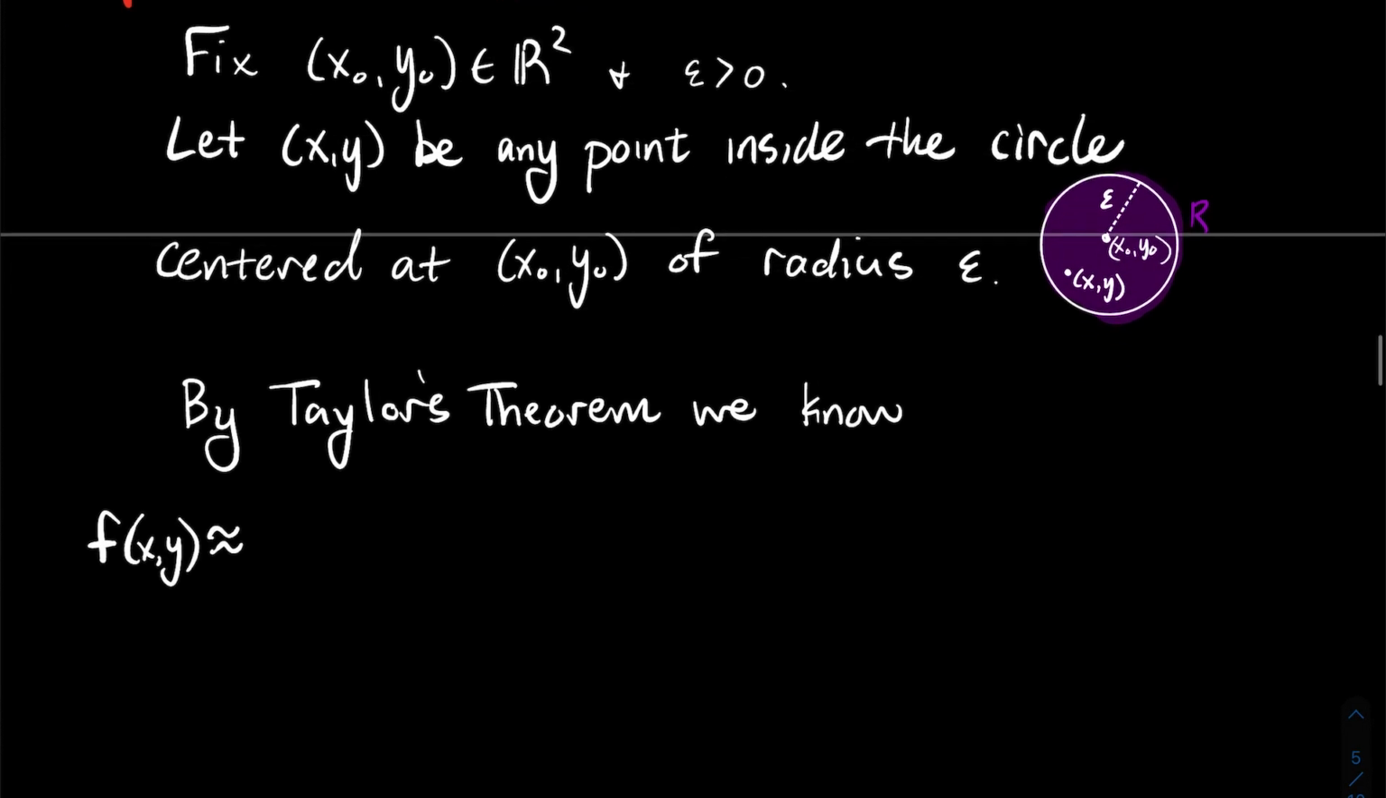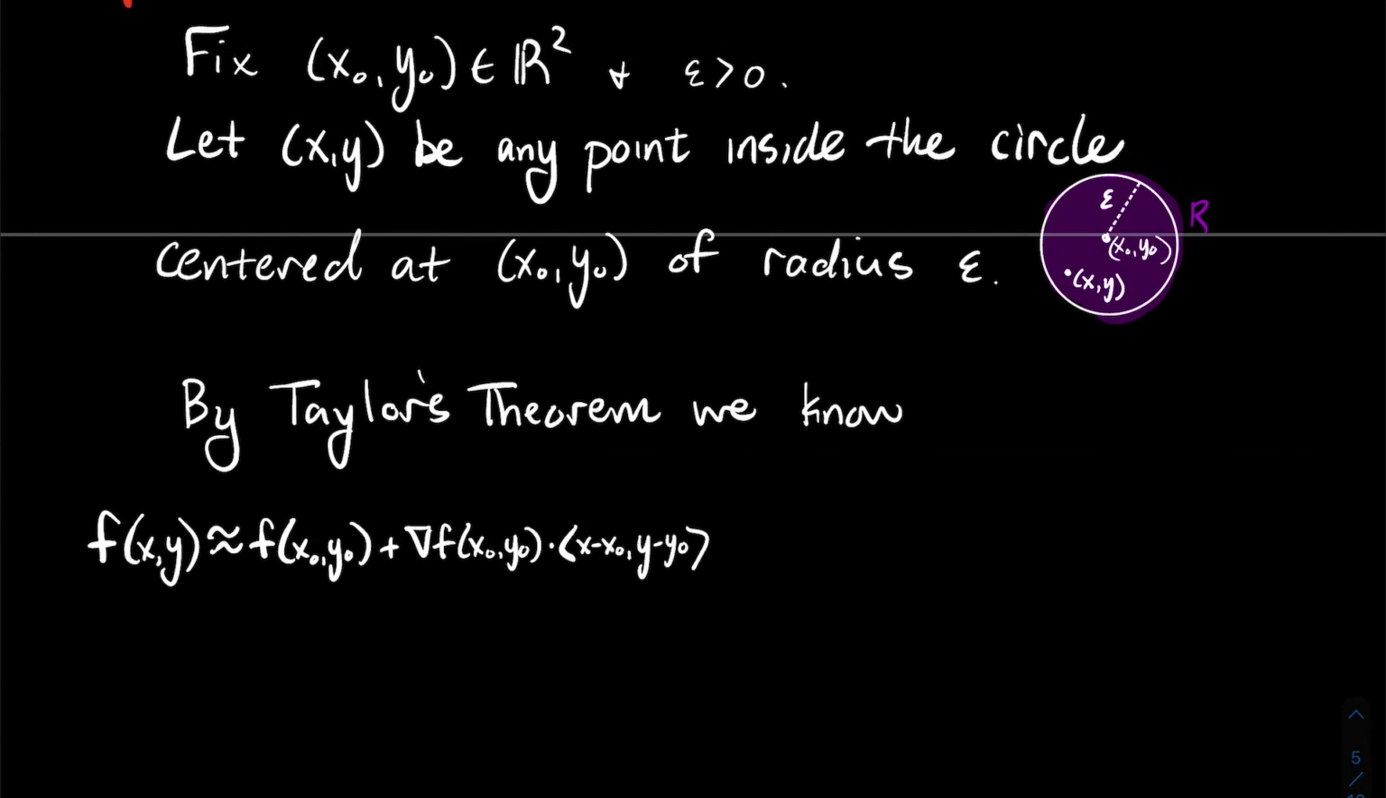Taylor's theorem tells me that the value of my function at (x, y) is related to the value of my function at the center of this little disk. I'm using this approximation symbol here. I know that the value at (x, y) is approximately equal to the value at (x0, y0) plus the first order differential term. In my case, for this multivariable setting, that will be the gradient of f evaluated at the center, dotted with the vector (x minus x0, y minus y0).